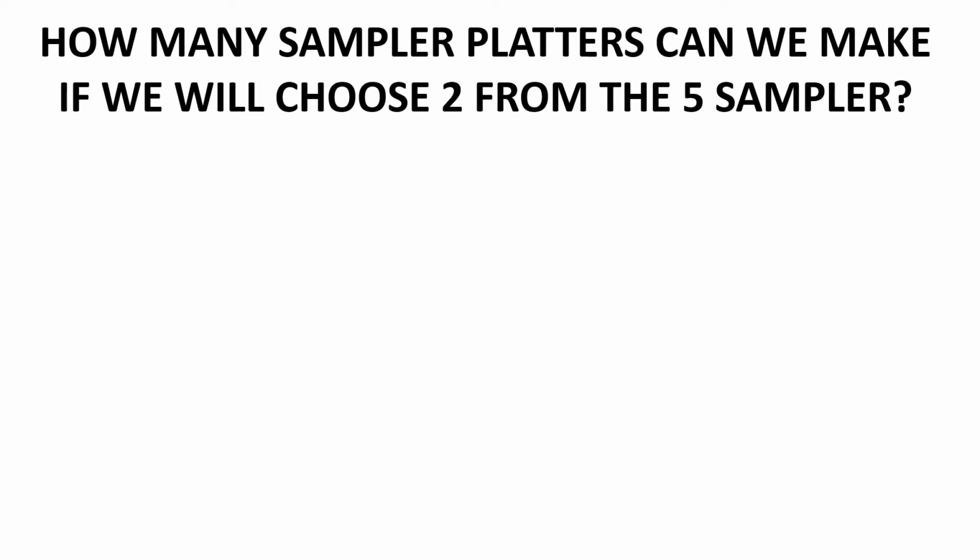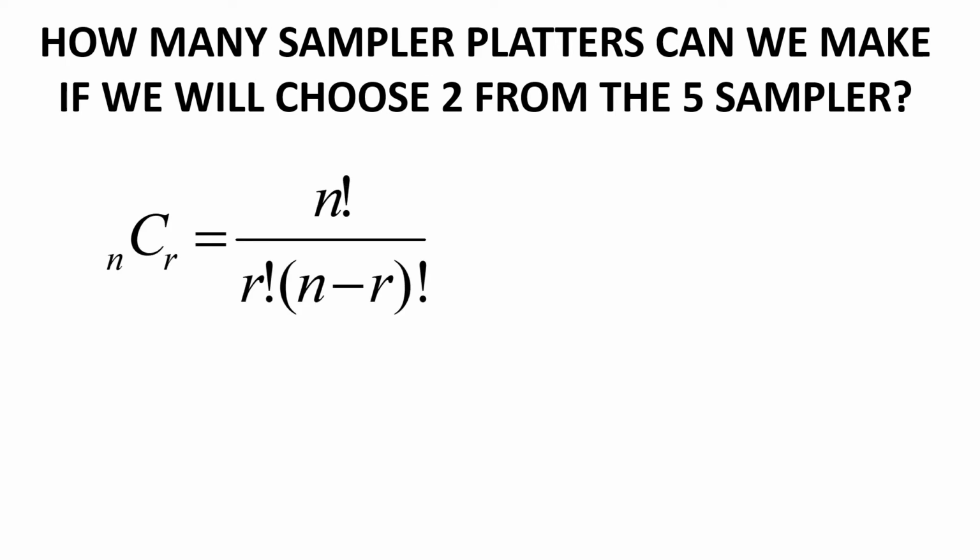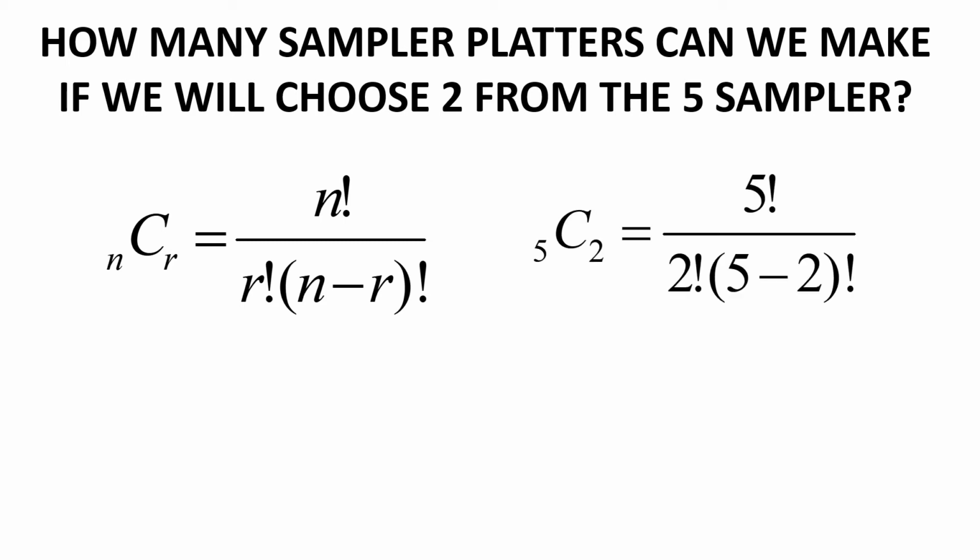Let's use the formula. So you have combination of n objects taken r at a time. Remember that there are a total of 5 sample platters to choose from, and then you'll be selecting 2 from it. So your n is 5 and your r is equal to 2. So using the formula, n factorial will be 5 factorial divided by r factorial, which is 2 factorial, and then you get the difference of 5 minus 2 factorial.